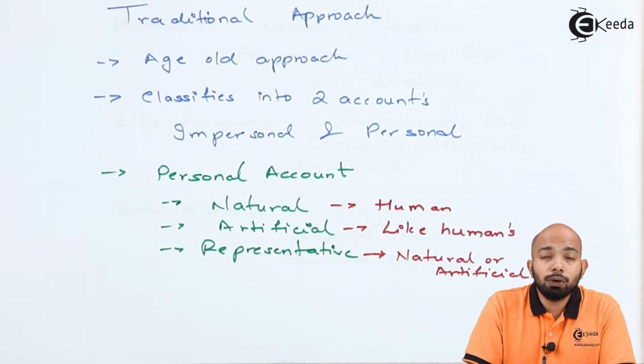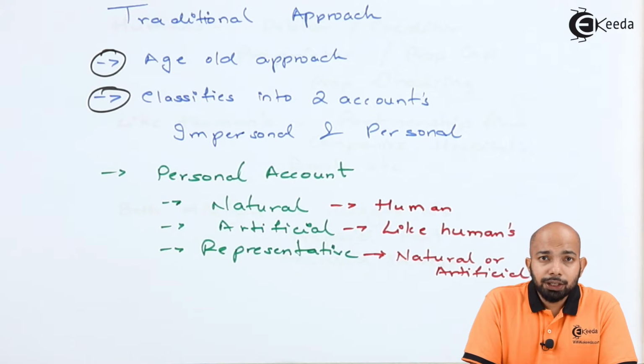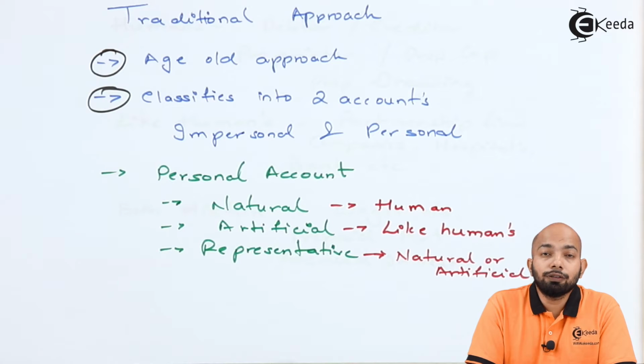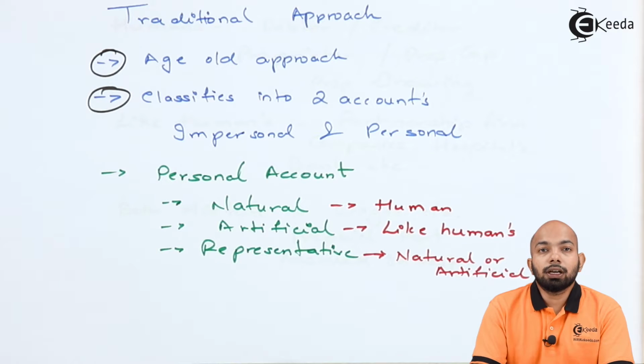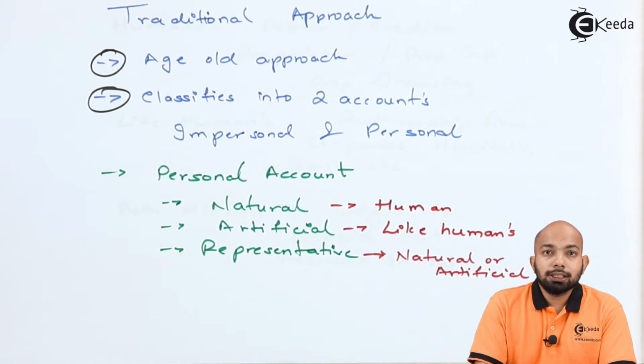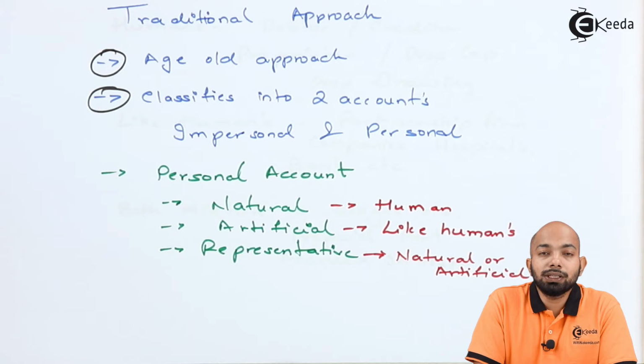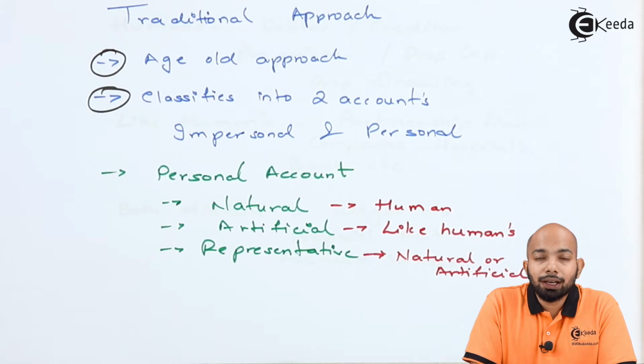Let's go through each of them to have more clarity on this approach. It's an age-old approach, as mentioned here, and it has been classified into two kinds of accounts. First is personal accounts. Second is impersonal accounts. Each of the personal and impersonal accounts has a different kind of classification. We'll first go further with the personal account classification. Personal accounts are accounts of human beings, someone who acts like human beings, or someone who is a representative of a human being. These three classifications have been mentioned. Impersonal accounts are basically two kinds, that is, real and nominal accounts.